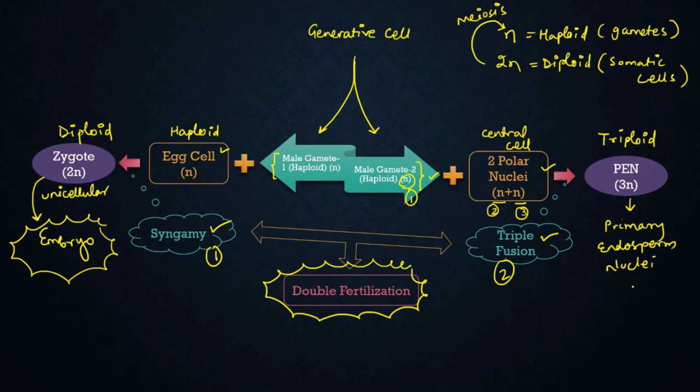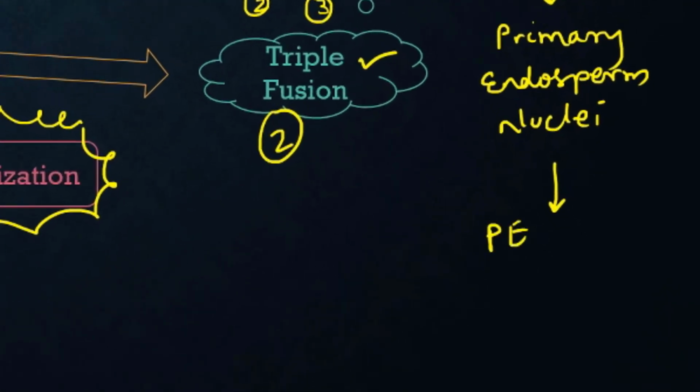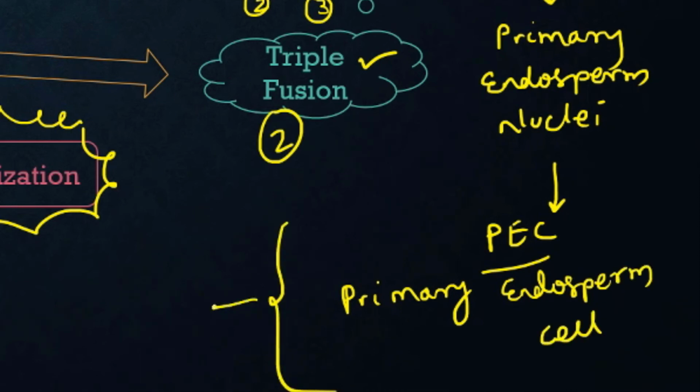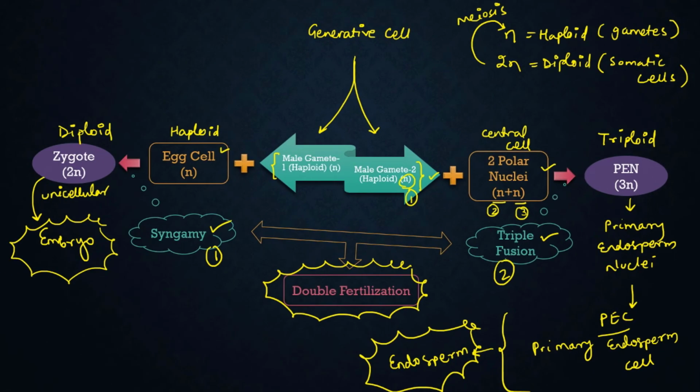On the other hand, this primary endosperm nucleus gives rise to PEC. Now what does PEC stand for? PEC stands for primary endosperm cell, and this primary endosperm cell or the PEC gives rise to a very important component that is referred to as the endosperm, and it is important because this in future is going to give rise to the nourishment or the nutrient to the developing zygote that will develop into the embryo. So this is what you have to understand with regards to the double fertilization events.